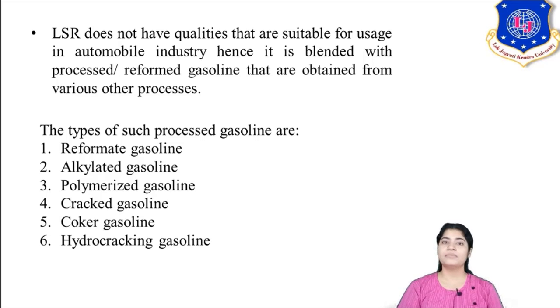From light straight run naphtha, we are making gasoline. Because we are having different kinds of blend, we are sending this naphtha into different kinds of units for improving its quality. So now we get different kinds of gasoline. Based on the processing units we send the naphtha to, we get different types of gasoline. So what are the different types of gasoline? Processed gasoline: reformate gasoline, alkylated gasoline, polymerized gasoline, cracked gasoline, coked gasoline, hydrocracking gasoline.